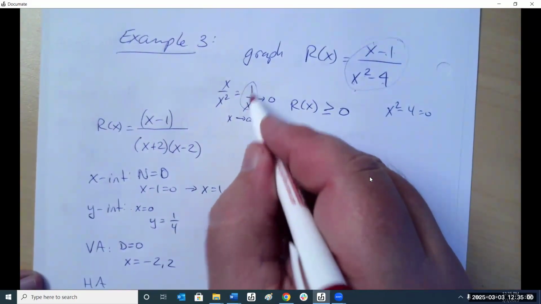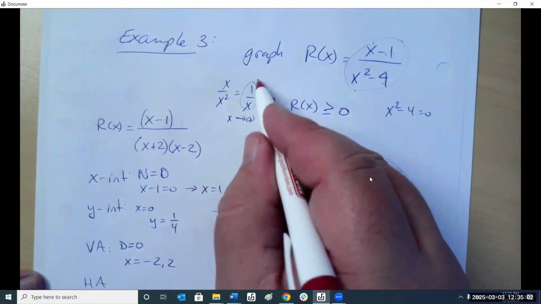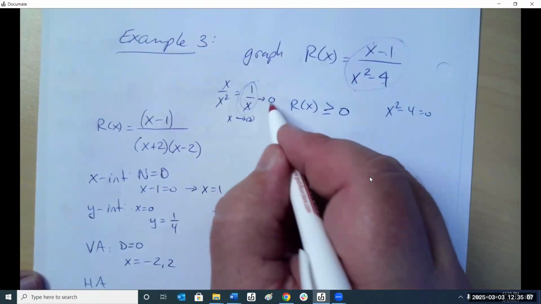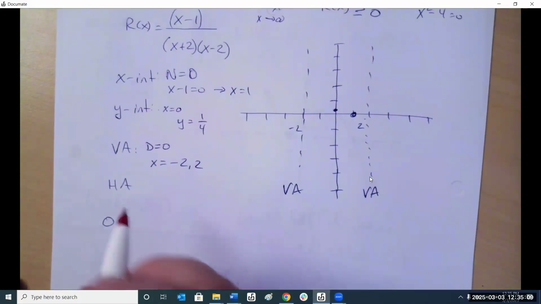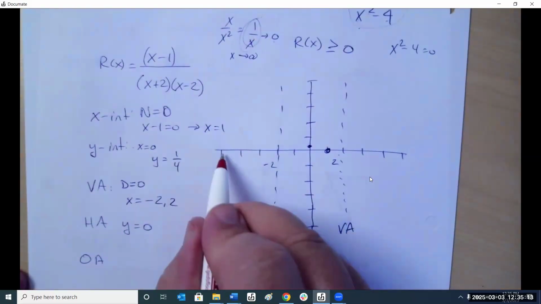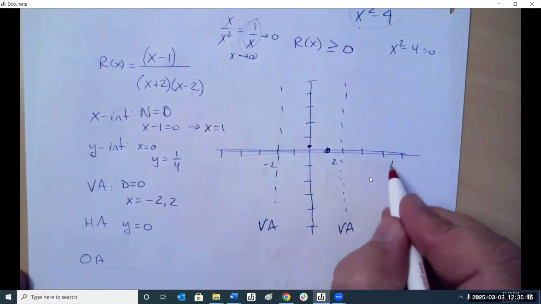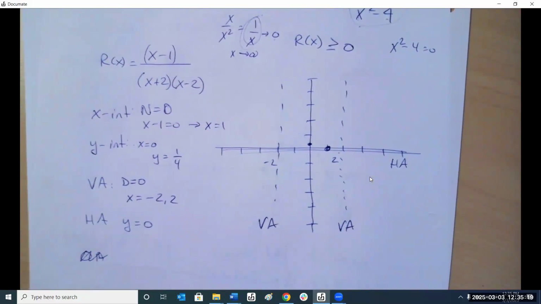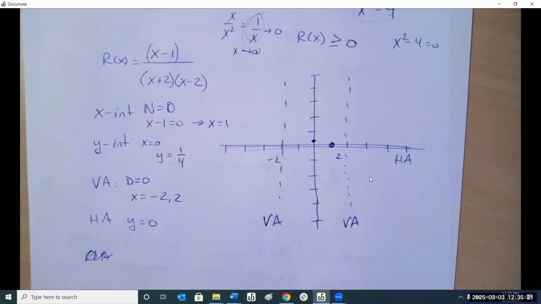One over 1 is 1. 1/2 is 1/2. 1/10 is 1/10. So the bigger x becomes, the smaller this number, so it goes to 0. Since there's more in the bottom, it's y equals 0. So this is your horizontal asymptote. So we have no oblique asymptote.